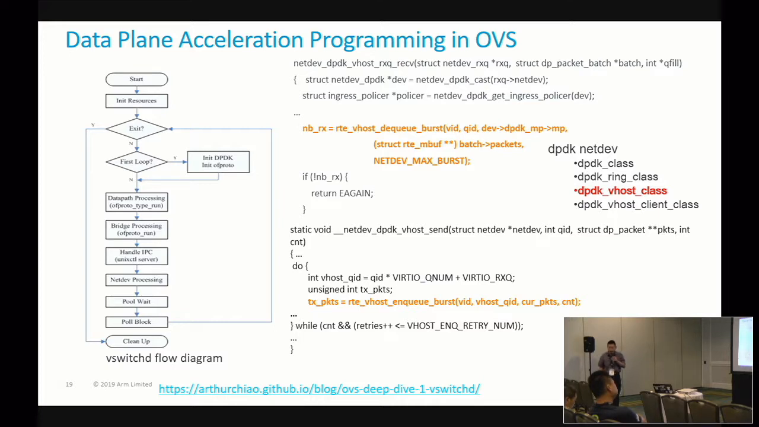And for the DPDK vhost classes, there are two modes here. Typically we can use the OVS as the server and the user's virtual machine as the client, but we can also use it in another way: the OVS can be a vhost client, and the virtual machine can be the server. And actually, the client can be the QEMU.